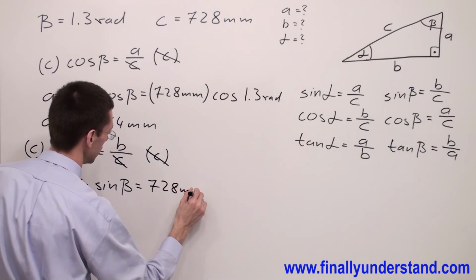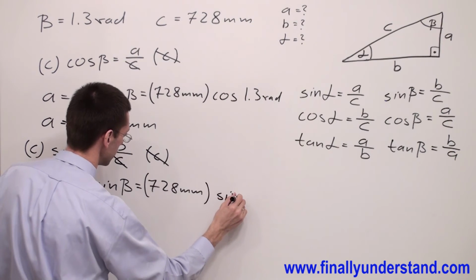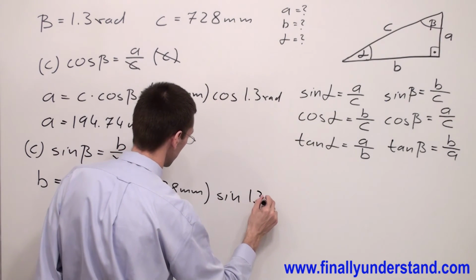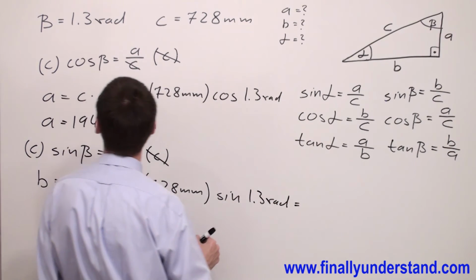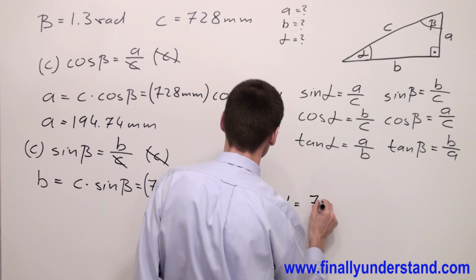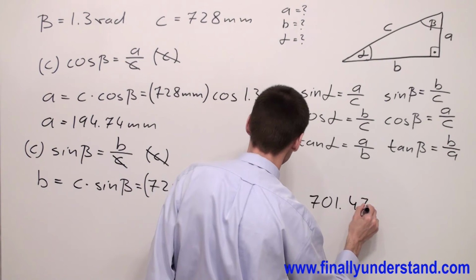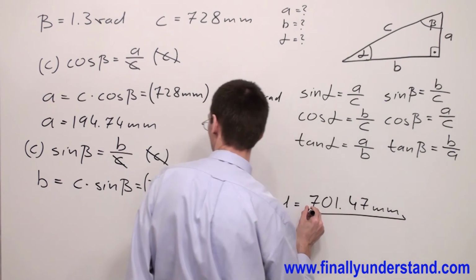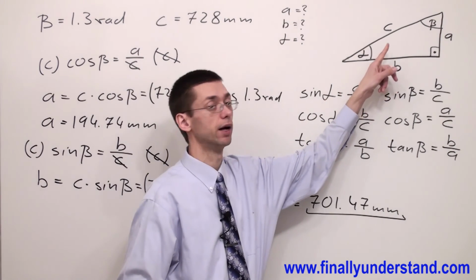728 millimeters times sine of angle beta, which is equal 1.3 radians. This is equal 701.47 millimeters. This is the length of side B. In other words, this is the opposite side to angle beta.